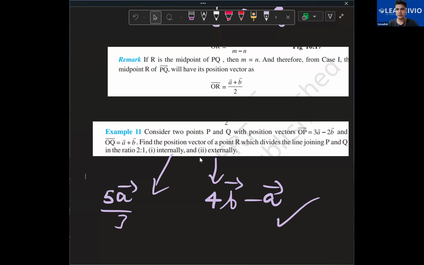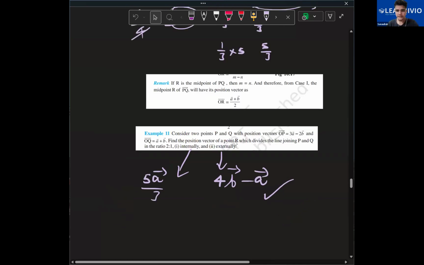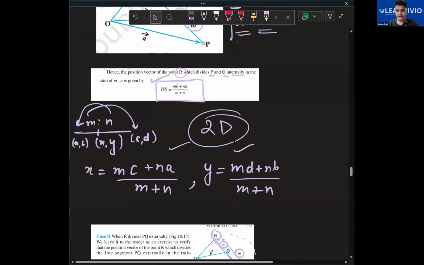Okay, so in the last class we completed till section formula, both internal and external section formula, right? Yes, sir.